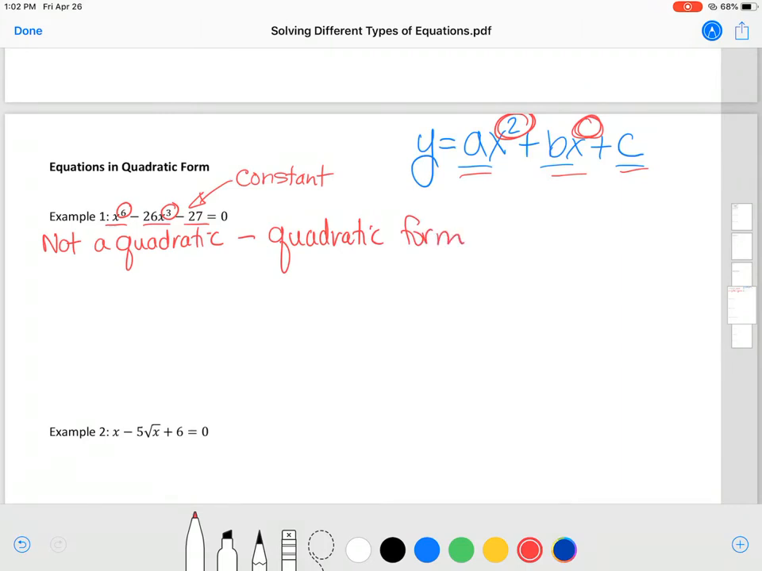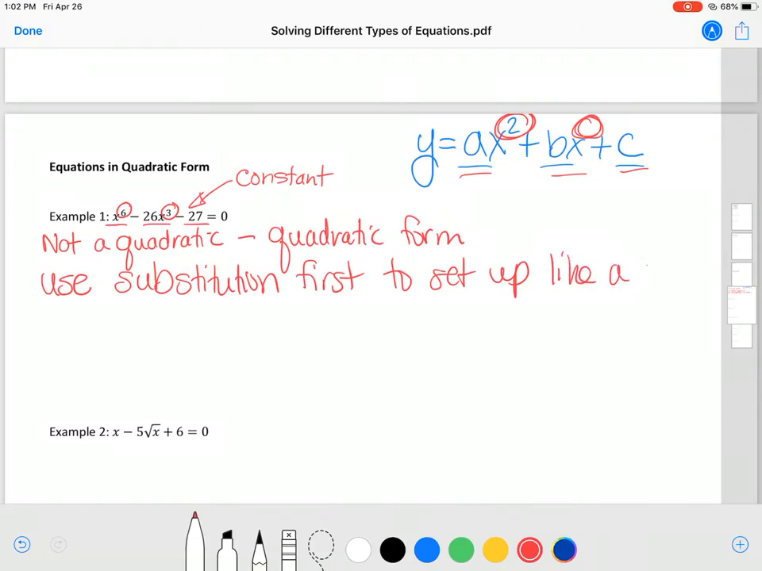And when something is in quadratic form, we can actually use factoring or quadratic formula or the same methods that we use when we solve a quadratic. We just have to take an extra step first to set it up as if it was a quadratic. And that's what we call substitution. Use substitution first to set up like a quadratic.